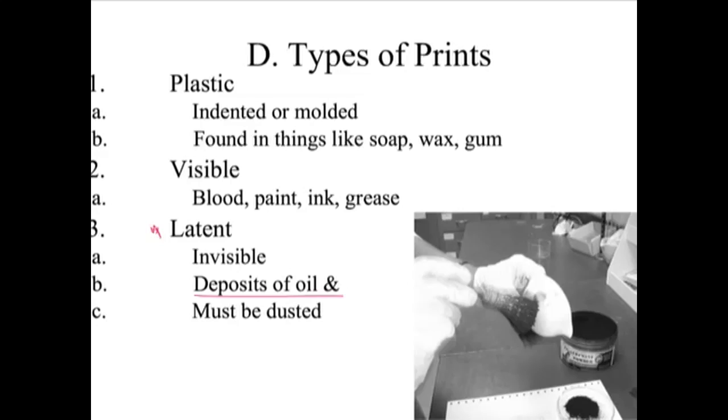In order to get these types of prints, you have to dust for them. That's the only way to effectively retrieve these. We actually do have a couple other chemical tests that we can do, but we'll talk about those a little bit later. So dusting is going to be the primary method of retrieval.